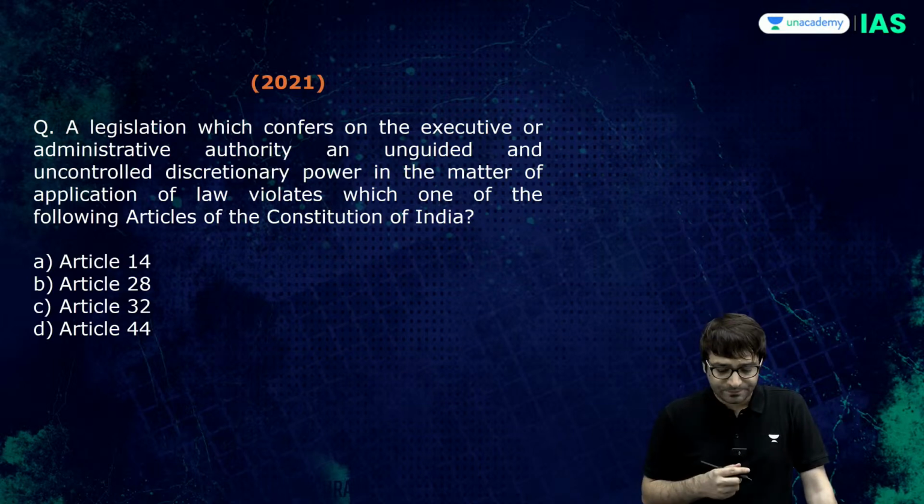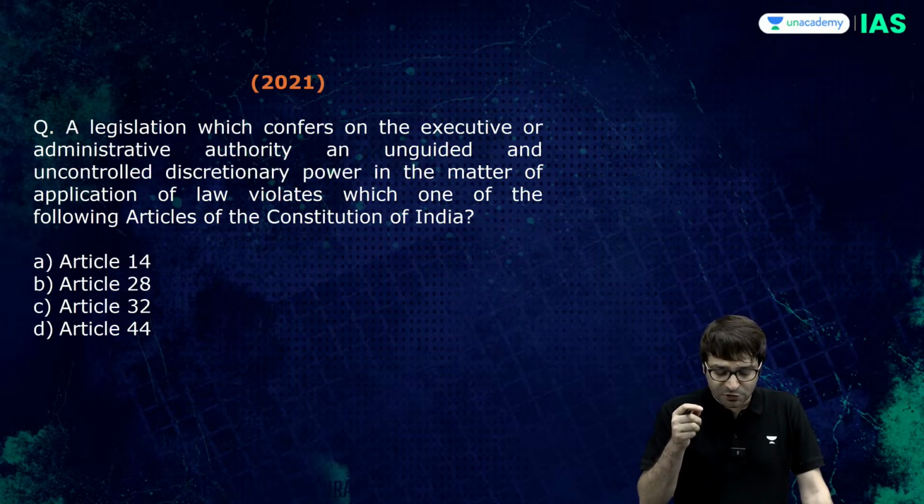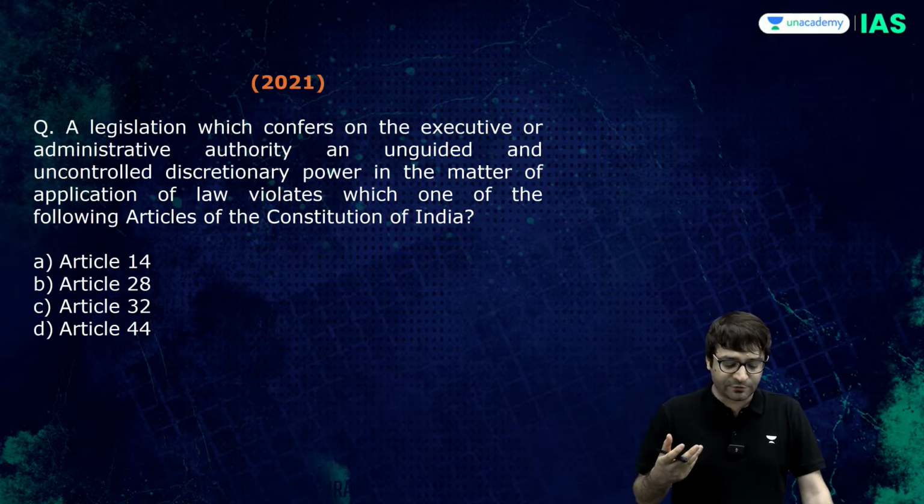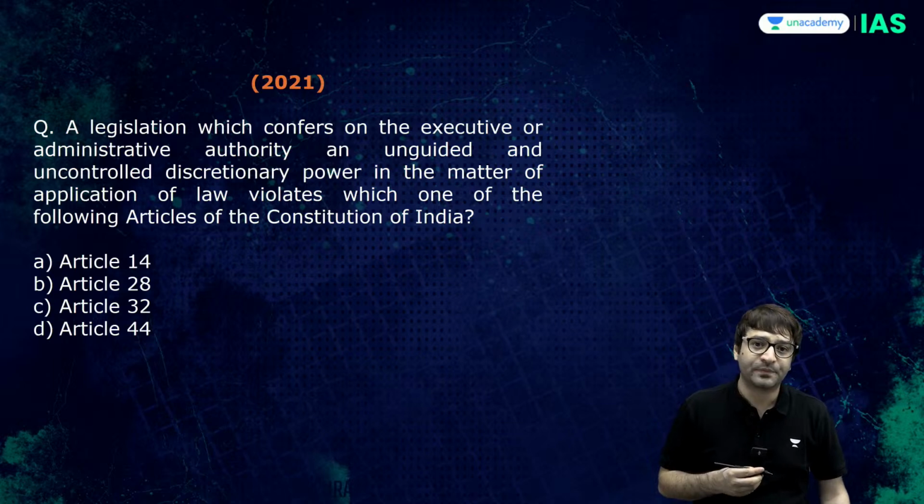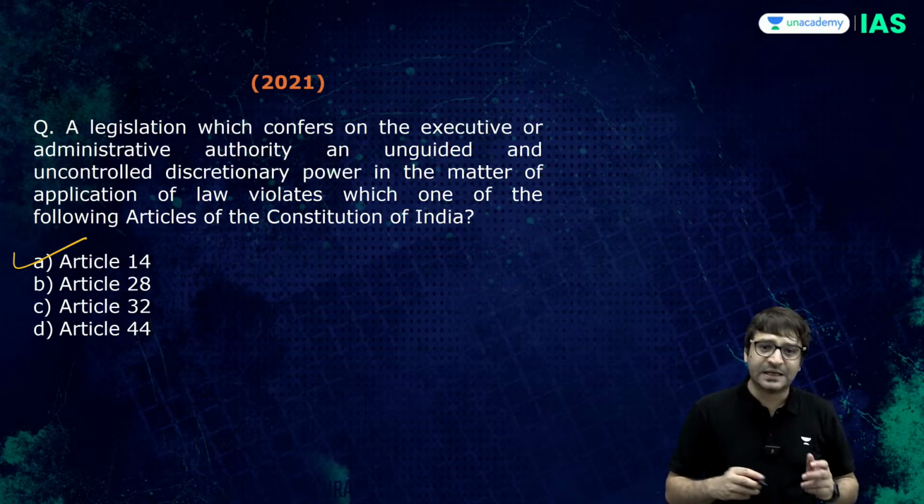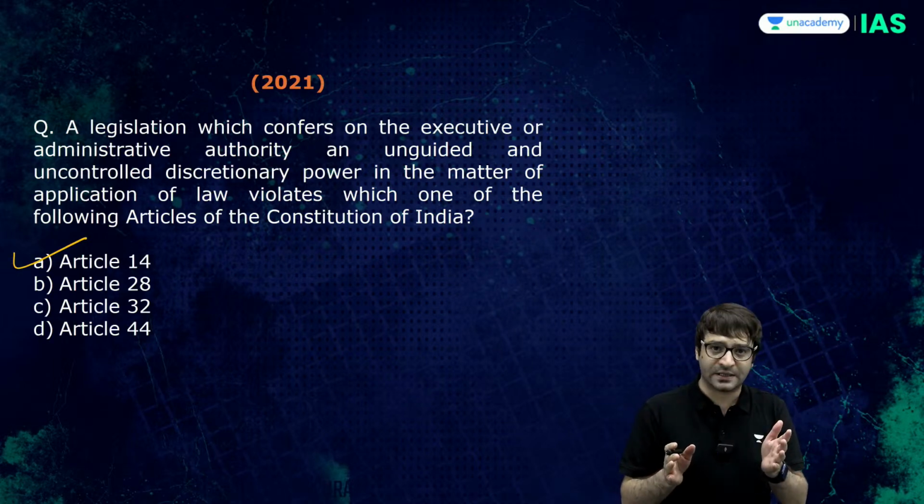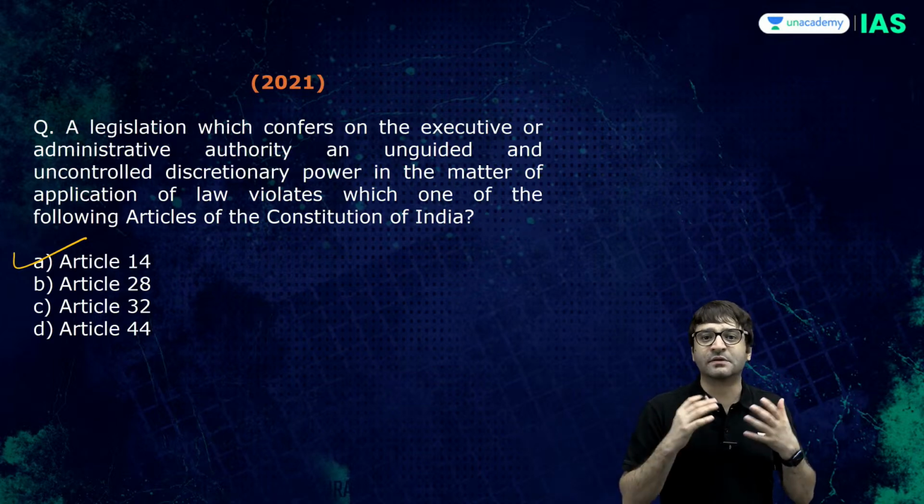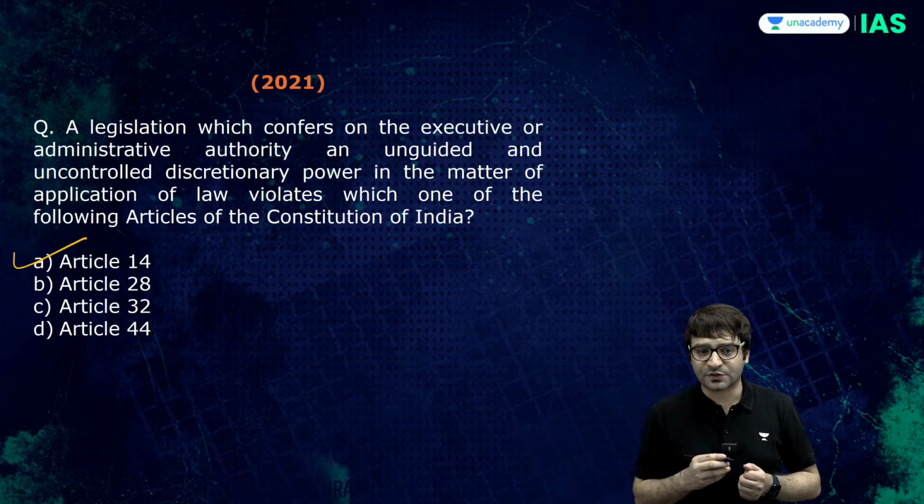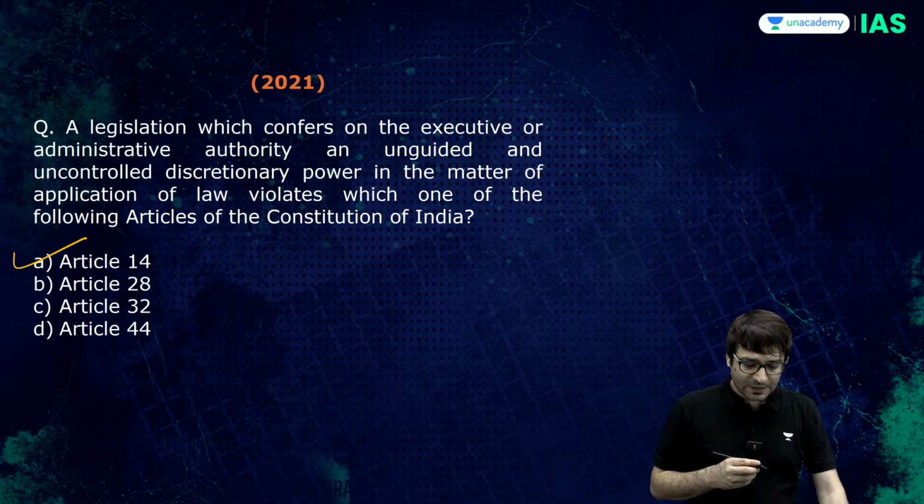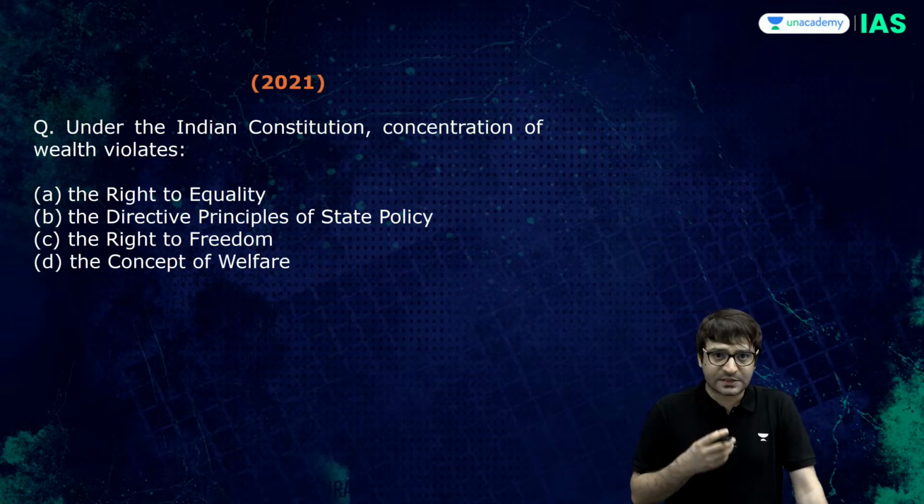A legislation which confers on the executive or administrative authority an unguided and uncontrolled discretionary power in the matter of application of law violates which one of the following articles of the Constitution? That is Article 14. Right against arbitrariness is a fundamental right under Article 14 of the Constitution. Clear? Article 20, this question was asked in 2021.